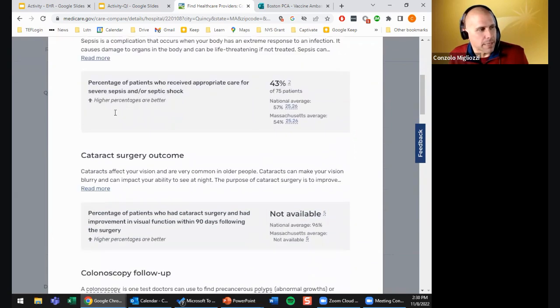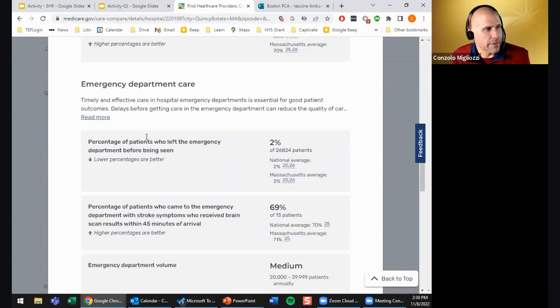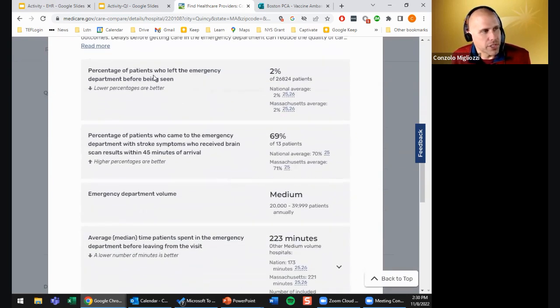treatments. Like sepsis care, cataract surgery, colonoscopy, heart attack. If I scroll down, emergency department care, and then percentage of patients who left the emergency room before being seen, 2%. And it even tells you what that means. Lower percentages are better. You want most people to come there and actually see someone. That's why they came there. But some people get frustrated and leave early. They leave before they're seen because the wait is too long.